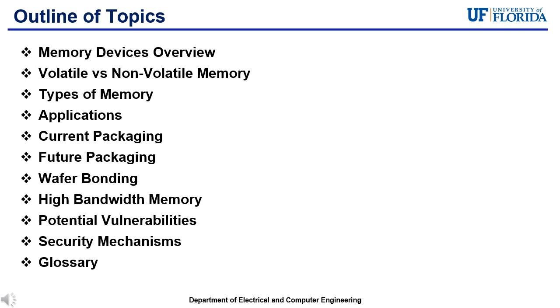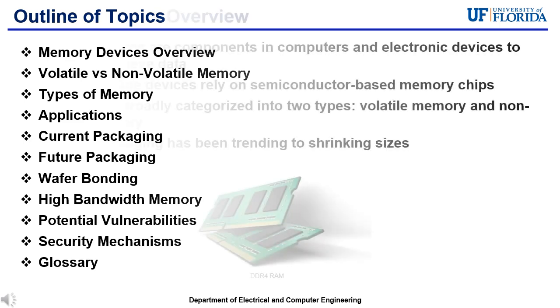The material for this video will be focused on memory devices and their packaging, and will be outlined by the following topics: general overview of memory devices, the differences between volatile and non-volatile memory, the different types of memory and their applications, current packaging methods of these memory devices, and future explored packaging methods such as wafer bonding. And then we'll move on to certain types of current memory types such as high bandwidth memory. And the video will close off with potential vulnerabilities of memory devices and their security mechanisms.